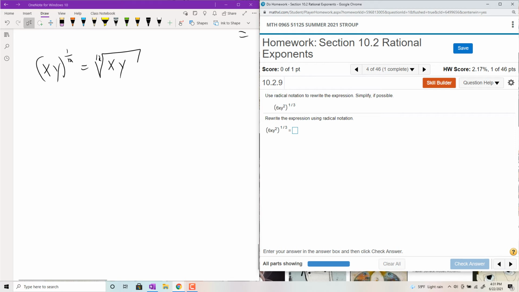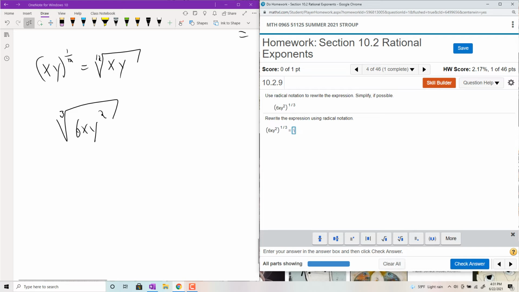Okay, rewrite expression using radical notation. So it's just the cube root. That one's pretty easy. Cube root of 6xy squared. Do we need to? Oh, I'll do it. And it didn't work. And RT. There it goes. Cube root 6xy squared.